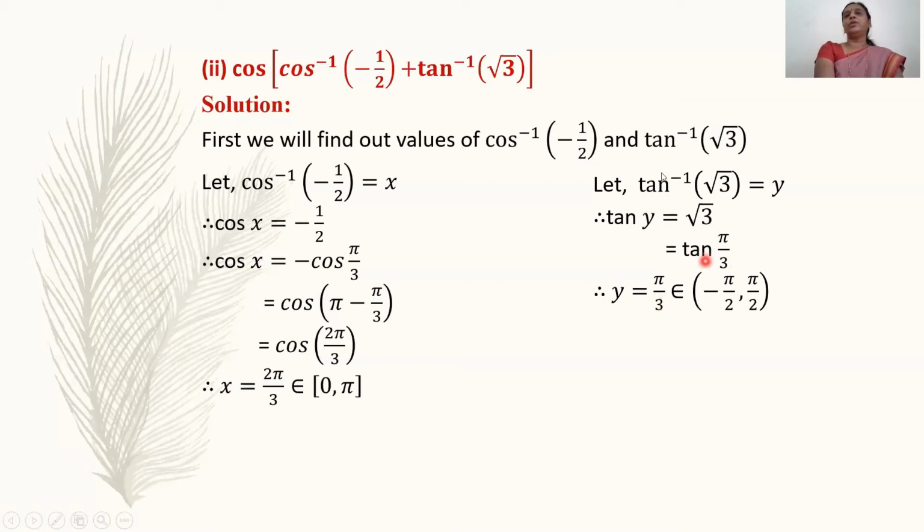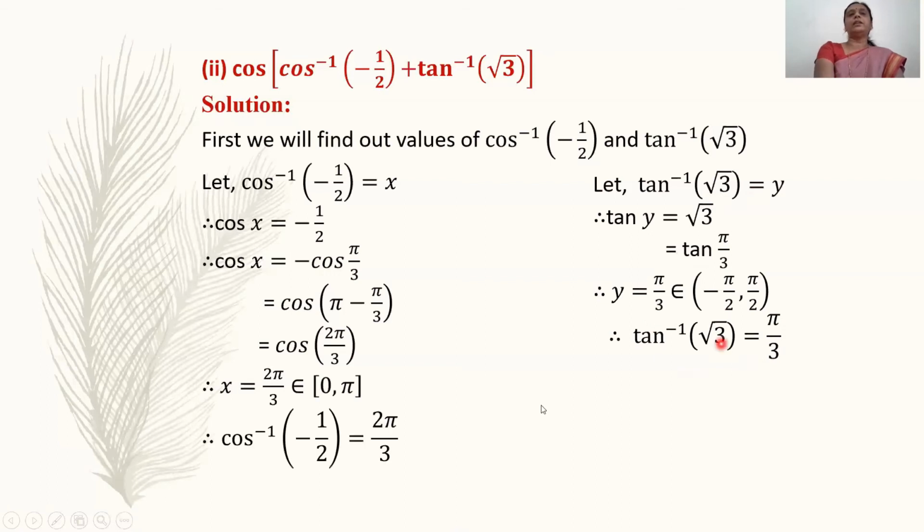Now, what is the range of the inverse trigonometric function for tan? That is minus pi by 2 to pi by 2. And this is pi by 3, that is 60 degrees, and obviously lies in the interval minus pi by 2 to pi by 2. Therefore, y is equal to pi by 3. So the value of tan inverse root 3 is pi by 3. And here also, write down the value of x. What is x? Cos inverse minus half is equal to 2 pi by 3.